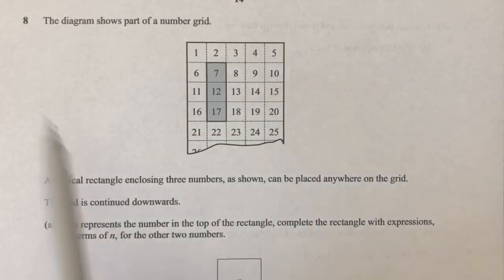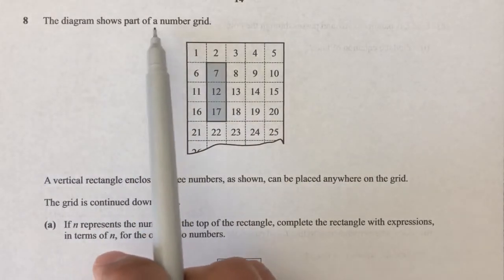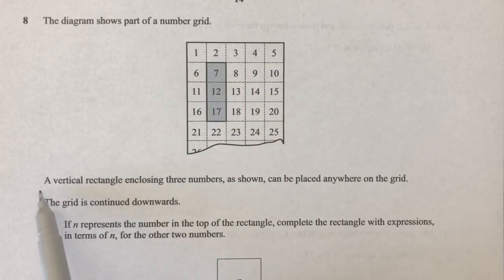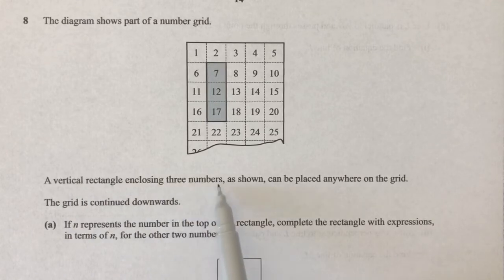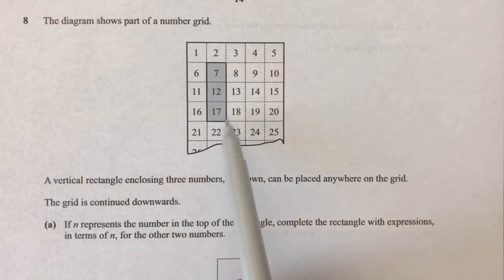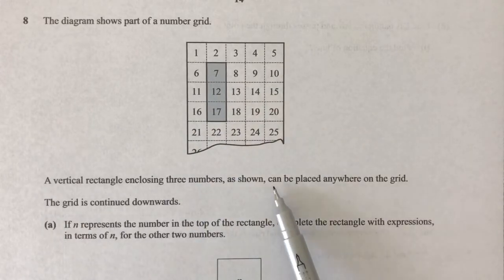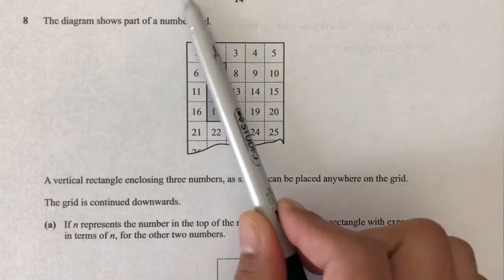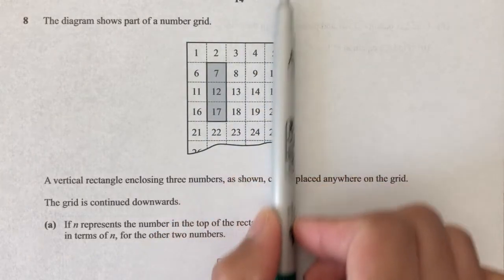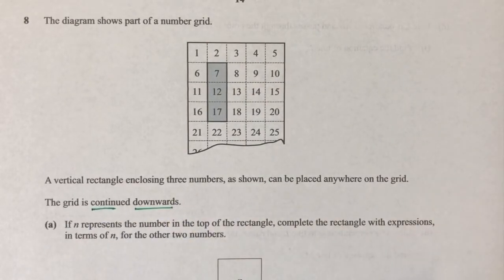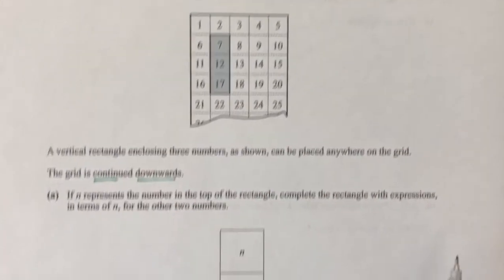Question number 8. The diagram shows part of a number grid. So you can see there's numbers here. That's the grid. A vertical rectangle enclosing 3 numbers is shown. So we have a rectangle and it has 3 numbers in the rectangle. And it says it can be placed anywhere on the grid. So we can move this rectangle anywhere on the grid, but every time it will have 3 numbers inside of the rectangle. The grid is continued downwards. Okay, so it goes on, right?